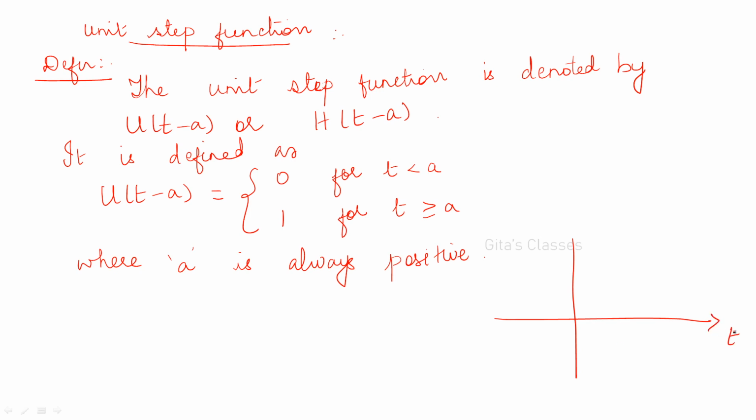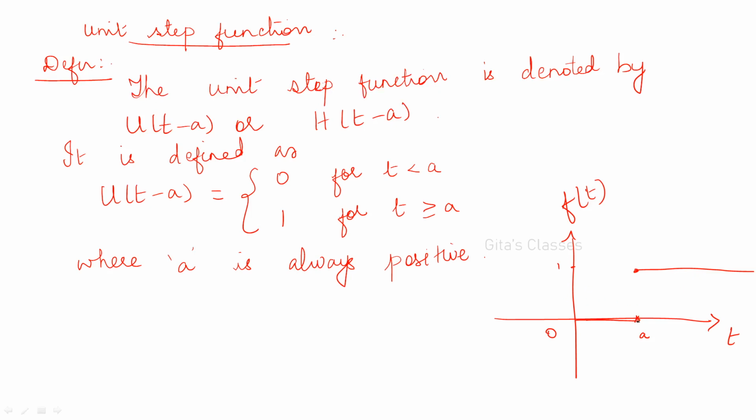Suppose this is t and f of t. Then up to the point a it is 0. This is the point a. From 0 to a, that is, less than a, it is 0. And from this point here, suppose you have 1, 2, etc., for all the points it is 1. So this is the unit step function. The graph will be like this.